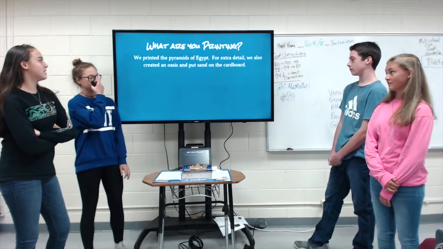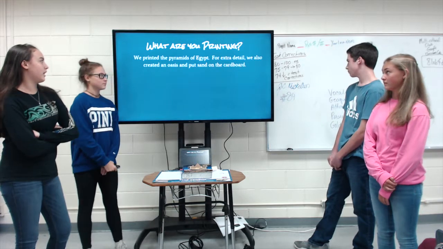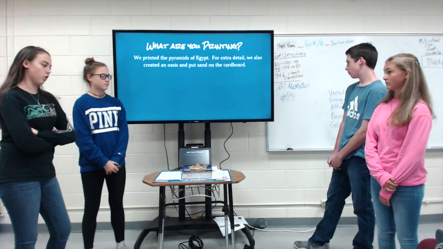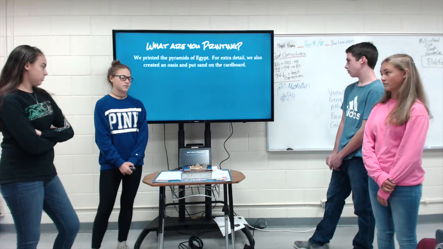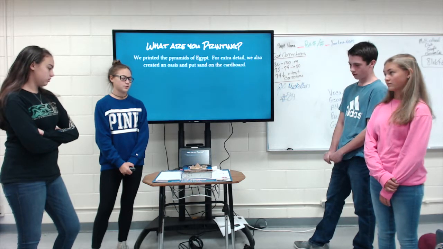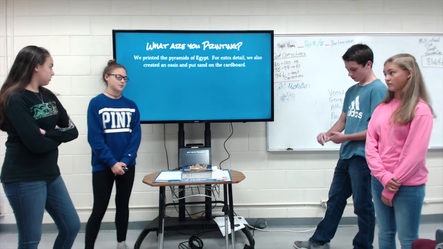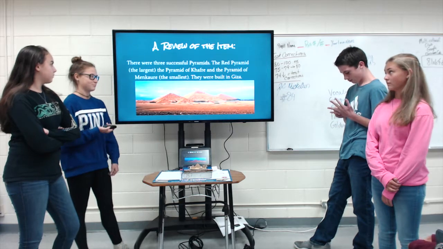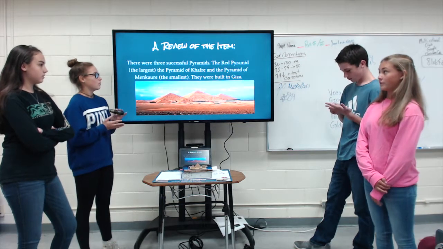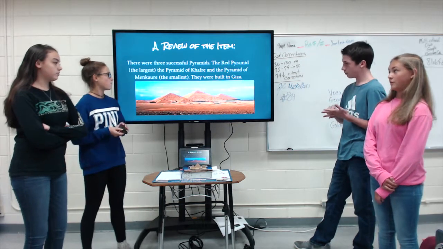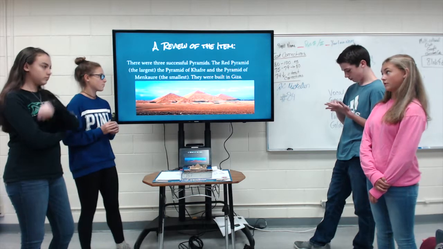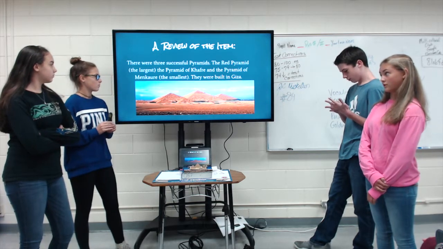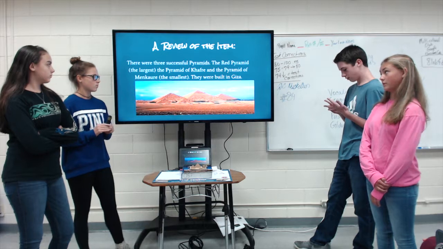We did the pyramids of Egypt, and for extra detail, we added an oasis and put sand on the cardboard. Also on the sand, we put the sandpaper that we received on the cardboard. There were 3 successful pyramids. The Red Pyramid was the largest, the Pyramid of Khafre, and the Pyramid of Menkaure the smallest. They were built in Giza.